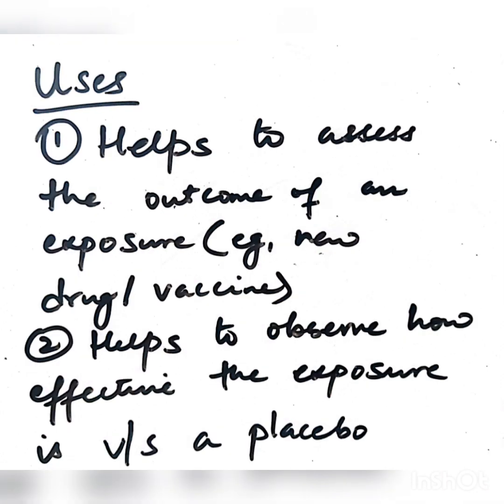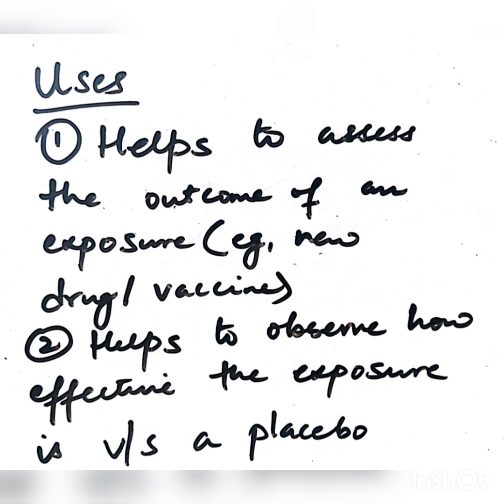What are the uses of this? It helps to assess the outcome of an exposure, for example, new drugs or vaccines. So we give the vaccine to a test group, not to the control group, and we see what the variation is in results for both of them. And of course, it also helps us to observe how effective the exposure is, or how effective the vaccine or the new drug is, by comparing the ratios of how many people respond to it as to how many people do not respond to it, for example, in the control and the test group.